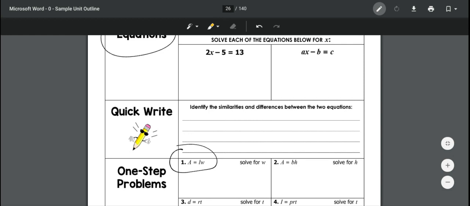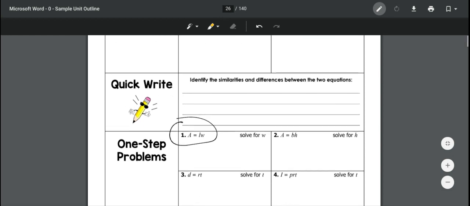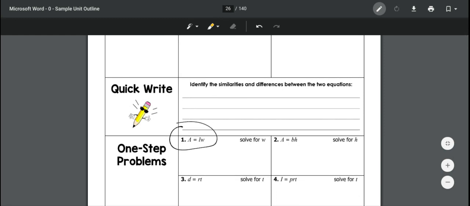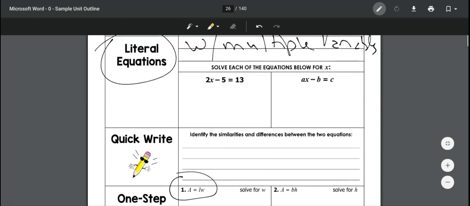So some of them are going to be formulas you recognize. Like number 2 is the formula for area of a parallelogram. 3 is distance equals rate times time. 4 would be, if you remember in 7th grade, we found interest. So some of them are going to be ones that you recognize.